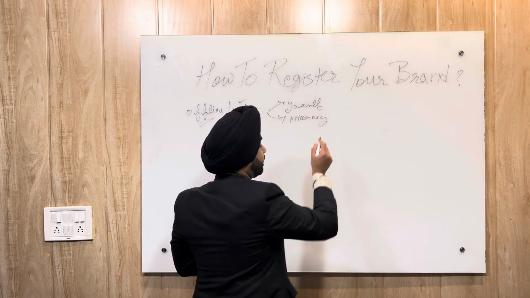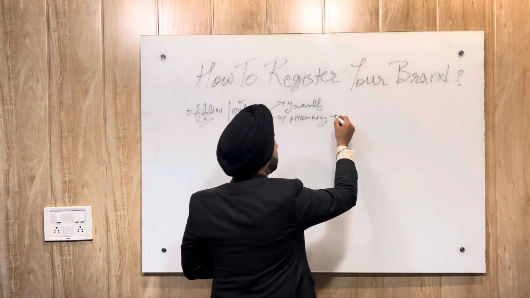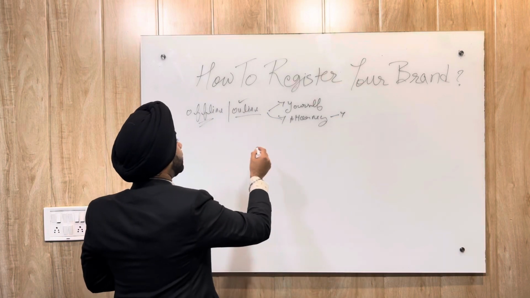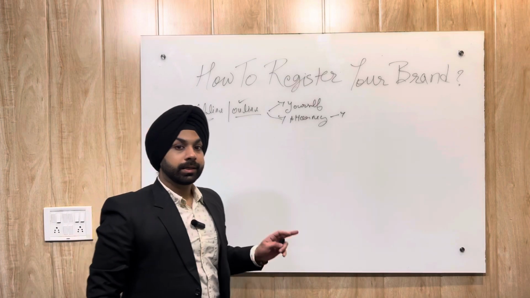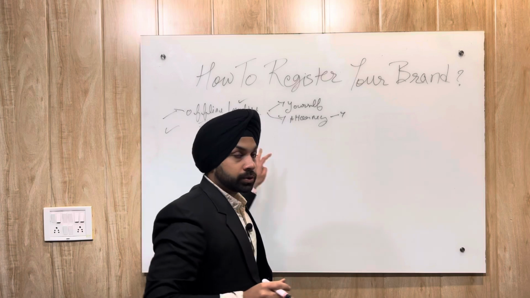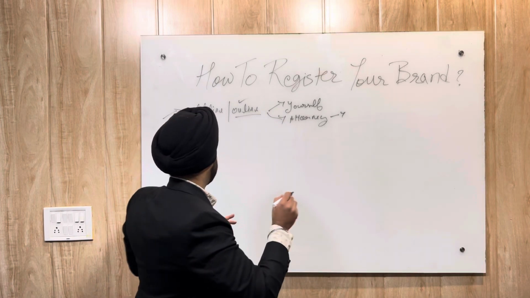For example, I am a trademark attorney, I have a different portal for myself, and we file our clients' applications from our own portal. In the offline mode also, there are two ways: one is yourself and another is through the attorney. So these are the two modes through which you can file your trademark application. Now I'll tell you what the fee is, what the procedure is, and other things.